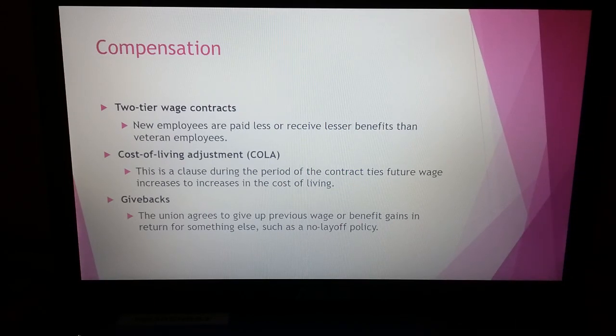Okay, now then, moving on. Compensation. There's essentially two-tier wage contracts, this is for the union, where new employees are paid less or receive fewer benefits than veteran employees. So that's an issue with some people who are grandfathered in. COLA, or cost of living, means that over the period of the contract, future wages increase based on the cost of living. And then give back is like a bargaining chip, essentially, that they might give up some benefit or gain for something else. It's like a no layoff policy or whatever it may be.